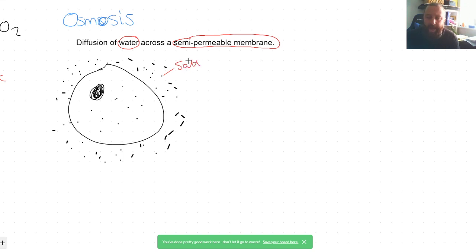Now, we have a high concentration of salt outside. And this is really the bit, I suppose, that students make some really big mistakes on when they're talking about osmosis. We've got a high concentration of salt, but that equals a low water concentration.